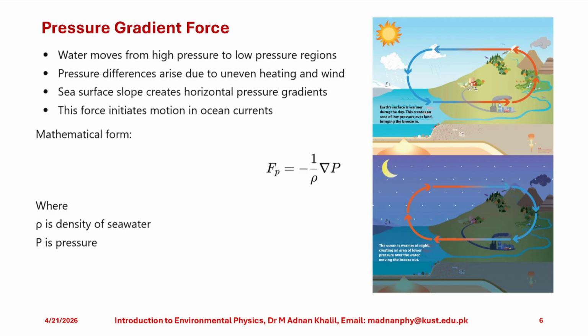In the ocean, even a very small slope in sea surface height or slight density variation produces a pressure gradient. This pressure gradient drives the movement of seawater from high pressure to low pressure. The mathematical expression shown here tells us that the force depends on how pressure changes in space, and the negative sign indicates motion toward lower pressure. So this figure beautifully connects thermal properties of land and water, creation of pressure differences, and the resulting motion driven by the pressure gradient force. This is the starting point of all large-scale ocean currents.